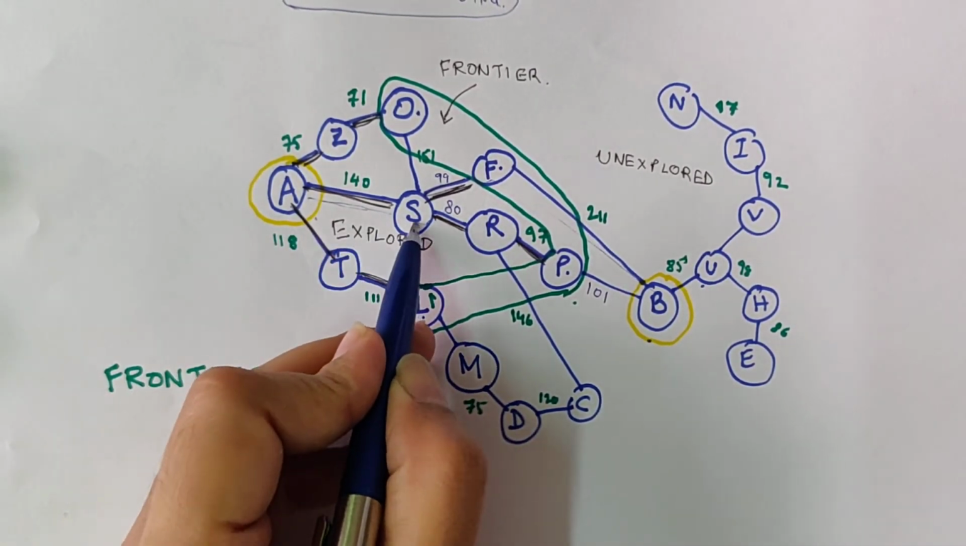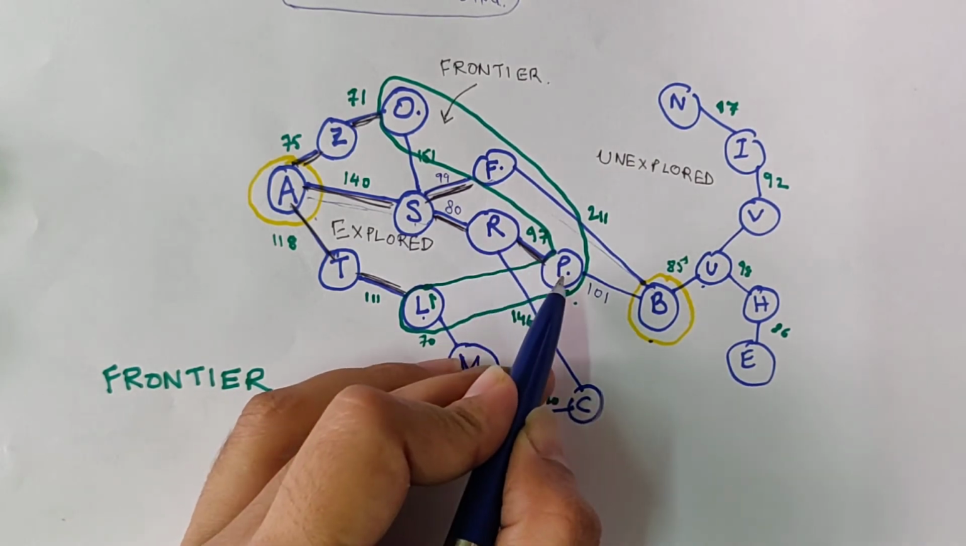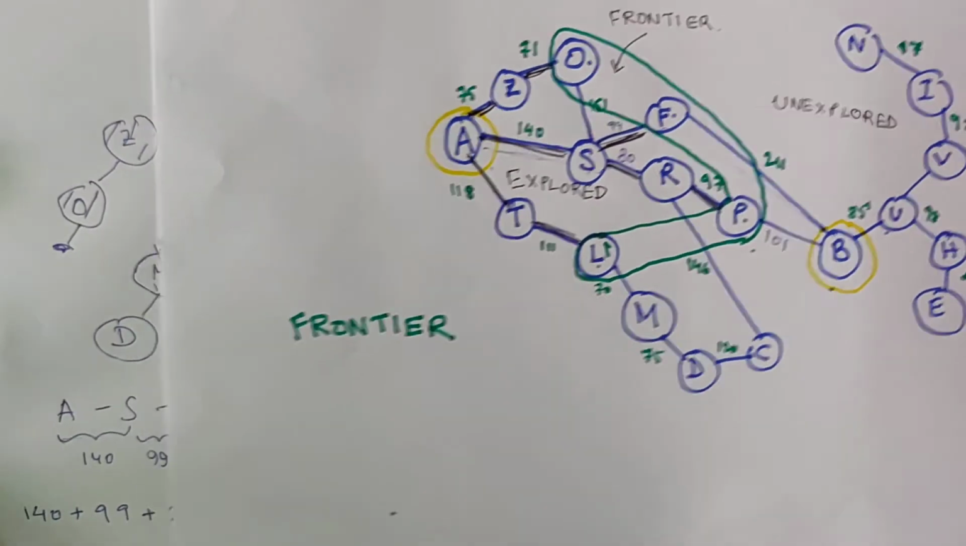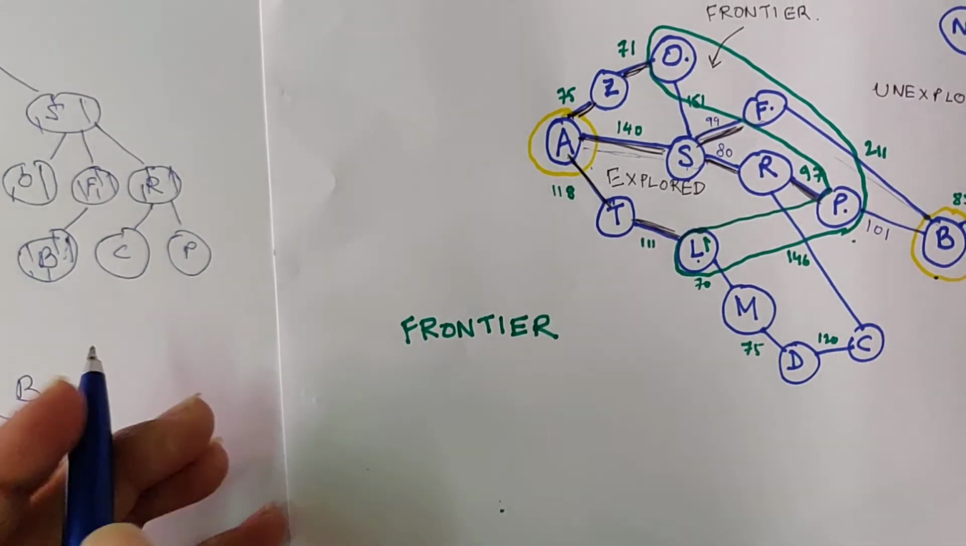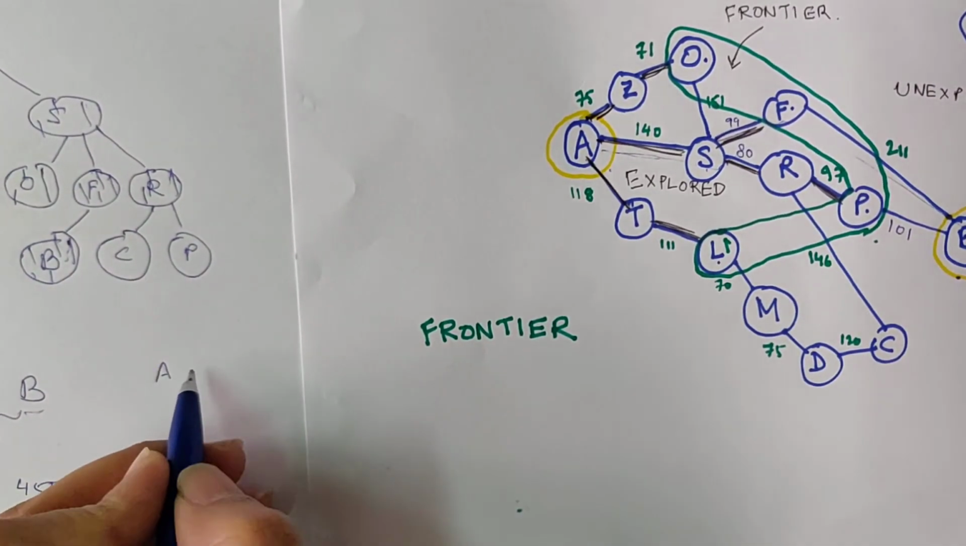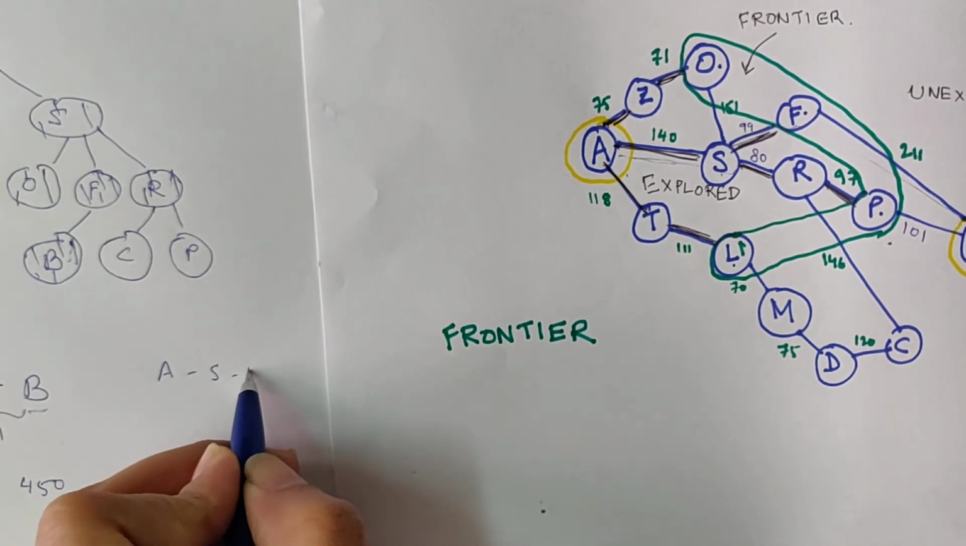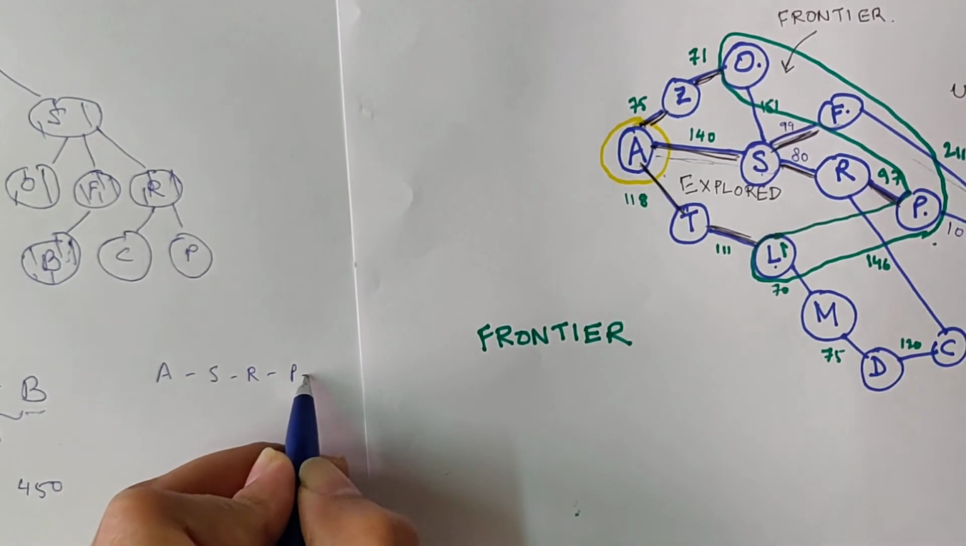Now let us see a different path from A to B. A, S, R, P, B. Let us find what is the cost of this path.